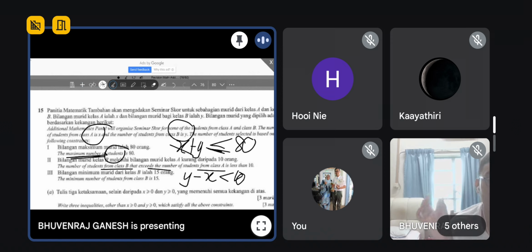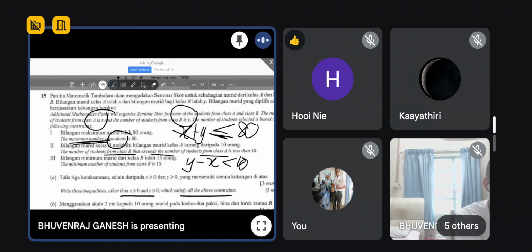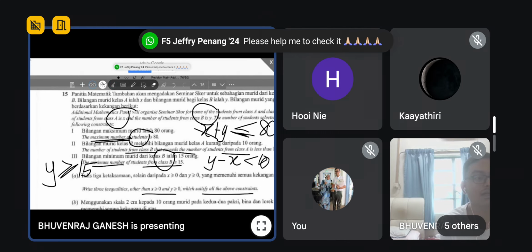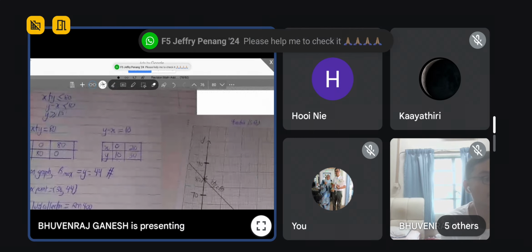Until here, do you all get it? Okay, so next one, minimum. Minimum means what, guys? What is the symbol for minimum? Everyone try to comment. Yes, minimum is greater than or equal to 15. So they say class B. So class B is Y. So this is your third inequality. So if all 3 are correct, 3 marks. Okay, so this is your answer.